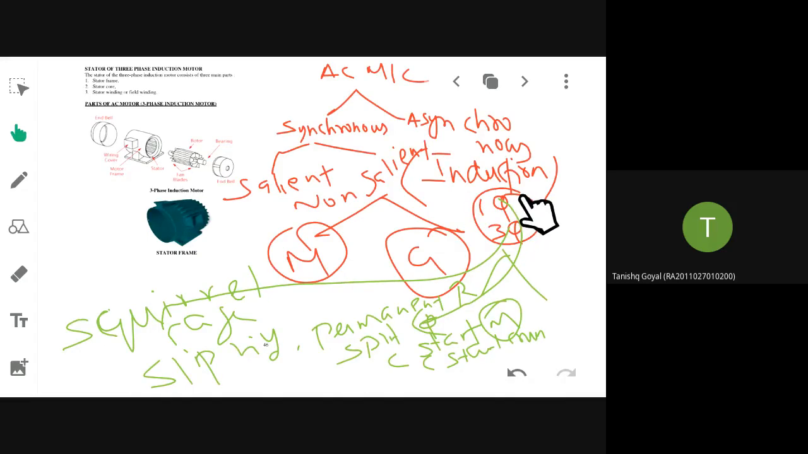Then you are having a refrigerator, then washing machine. In all those cases, what type of motor will you be using? Single phase induction motor. But in big industries, you will usually be using three phase. In the case of a ceiling fan or a refrigerator compressor, you will be using single phase induction machines.